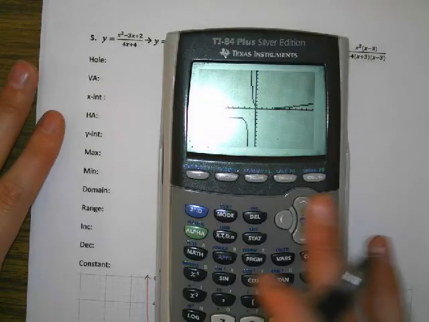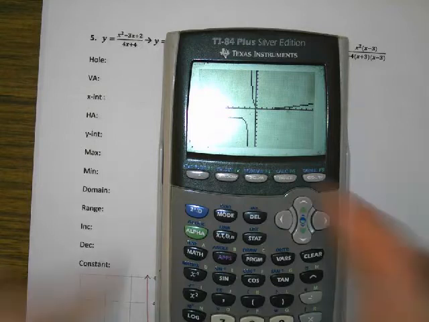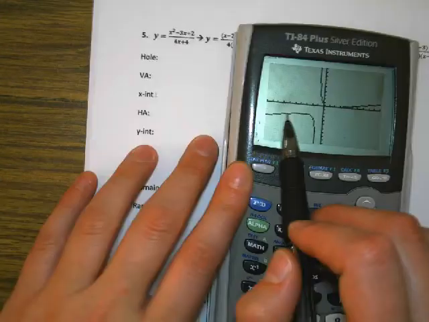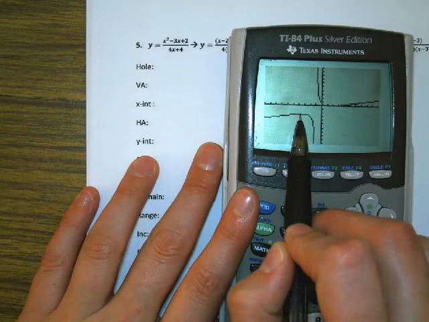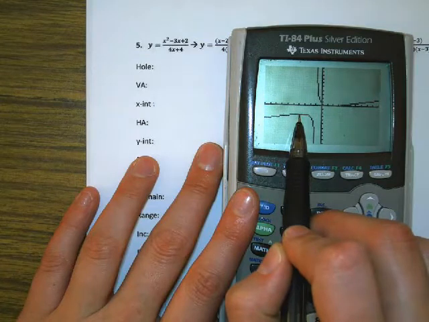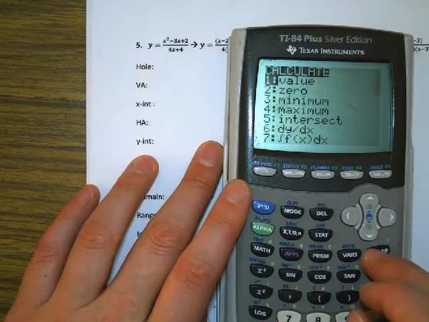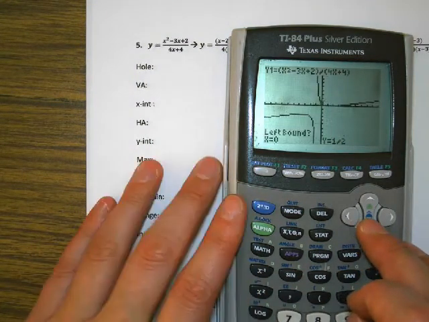All right, so do you guys want to find the max first or the min first? The max? Okay, so my max, if you can see, this is where it's a little bit lower, and then it goes up. So my maximum is somewhere right in here. Do you guys see how that would be true? Maximum somewhere in there. So I'm going to hit second trace to look for my menu. And maximum is number 4, so that's the one I'm going to look at.